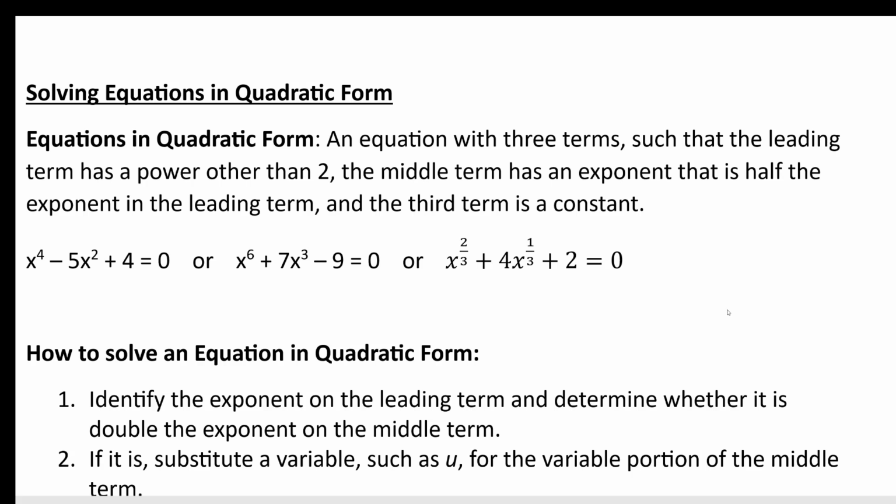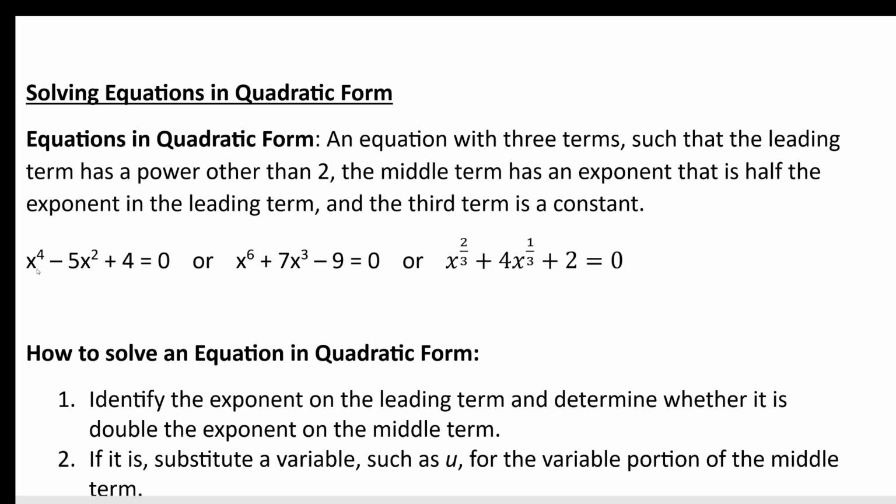Okay, finishing off this 4.3 for Math 124. We're going to do solving equations in quadratic form. So equations in quadratic form is going to be an equation with three terms such that the leading term has a power other than 2. The middle term has an exponent that's half the exponent of the leading term, and the third term is a constant.